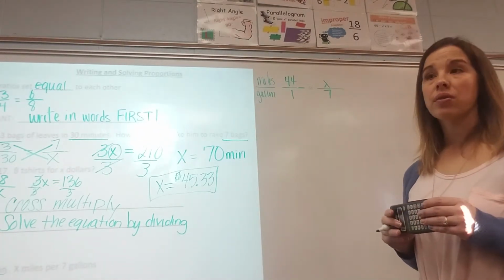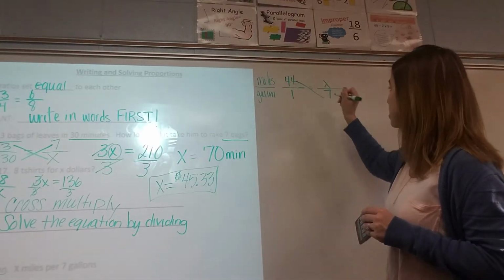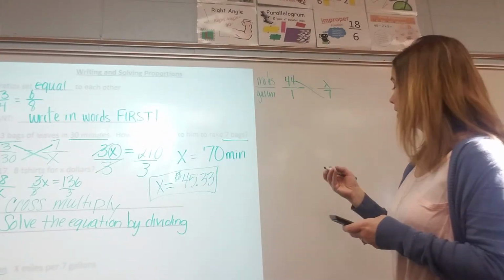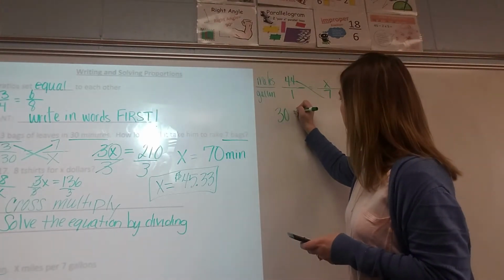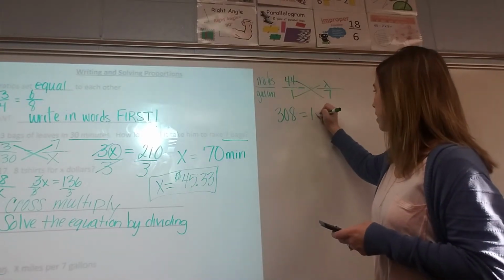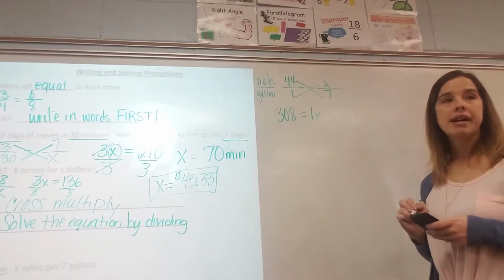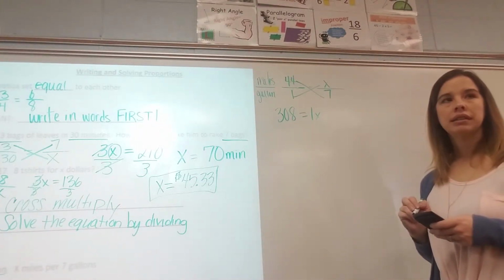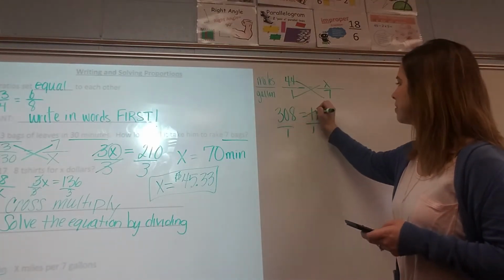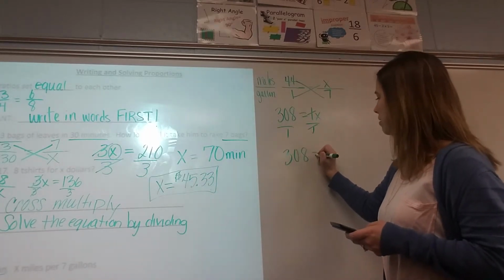Okay, now what do we do in order to solve this? Cross multiply. So 44 times 7. We get 308 equals 1 times X, which is 1X. Now what? 308 divided by 1. You divide each side by 1, right? And when you do that, you get 308 equals X.